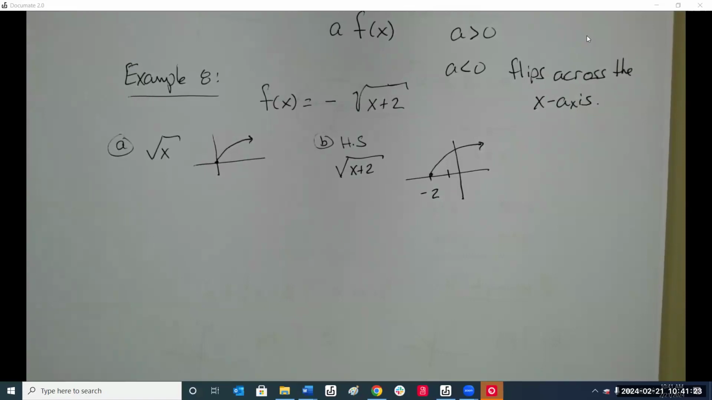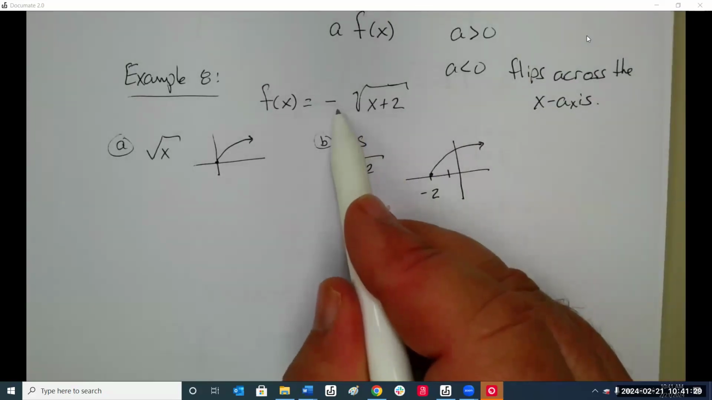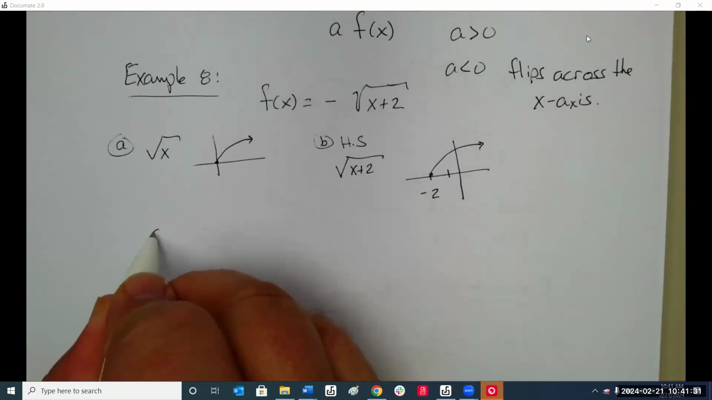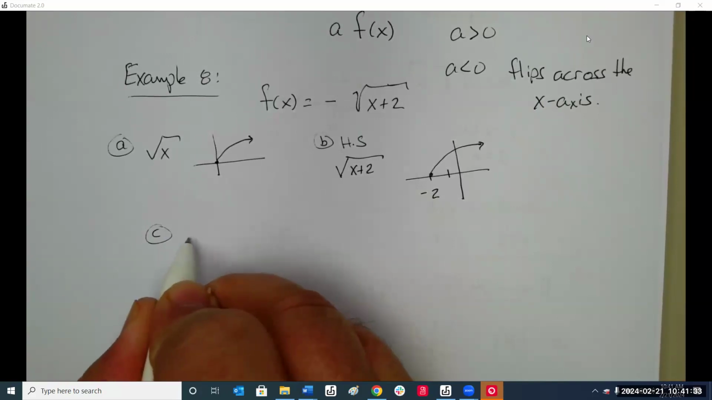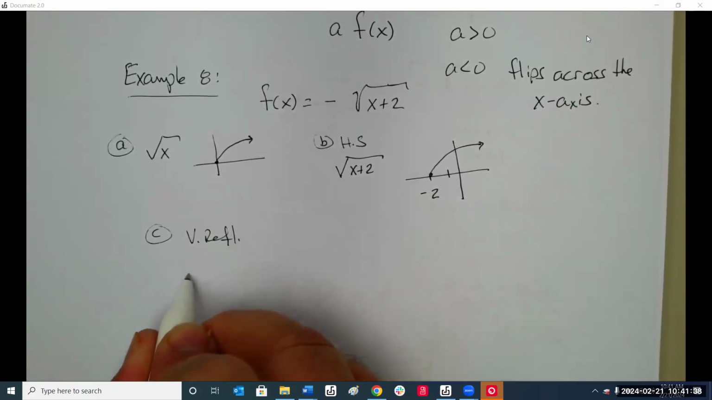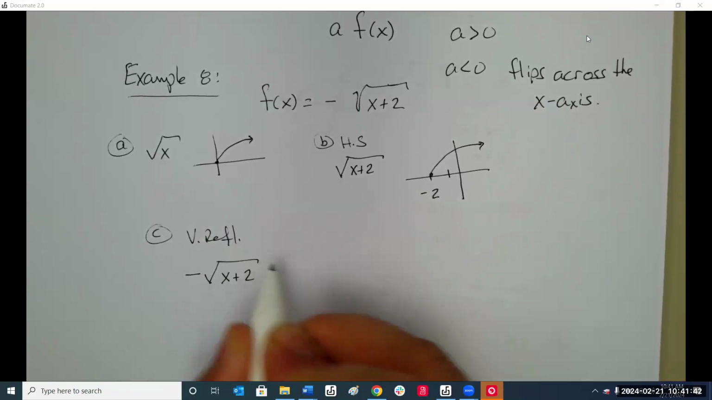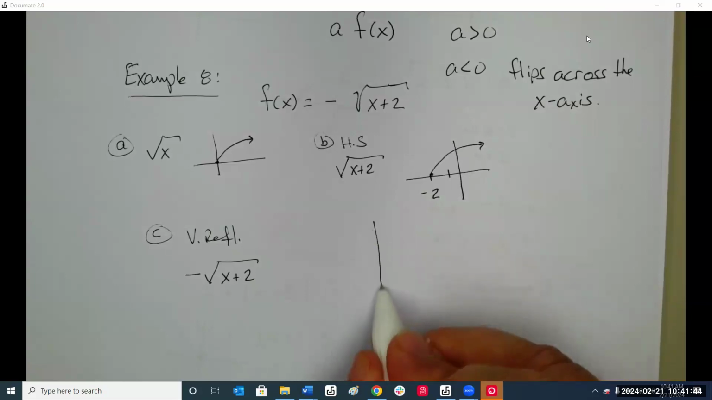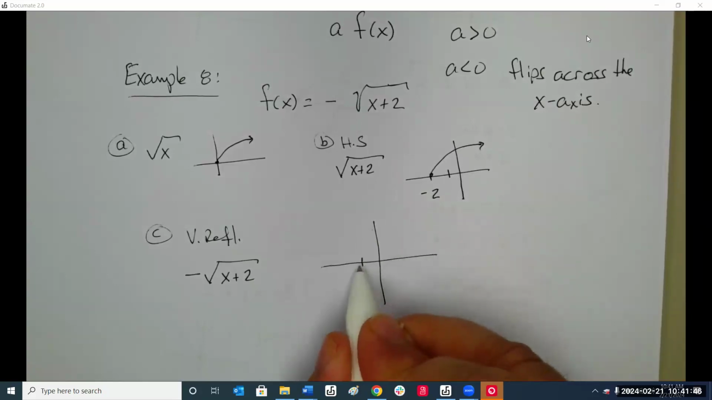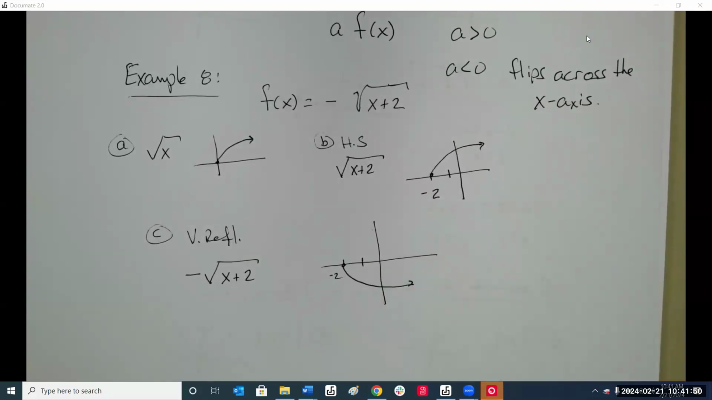Is there a vertical shift? No, because there's no constant number. This is a vertical reflection. This is a vertical reflection because now the whole graph flips over the x-axis. So it goes to the left, and this time it goes like this. It flips over the x-axis.